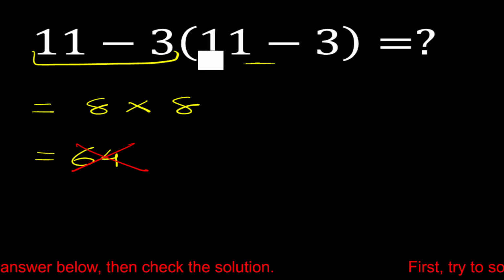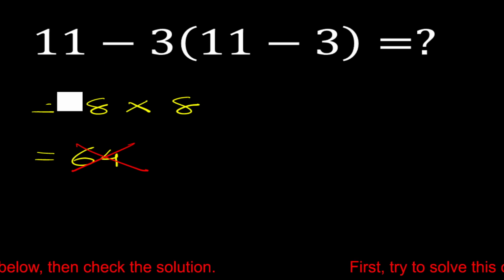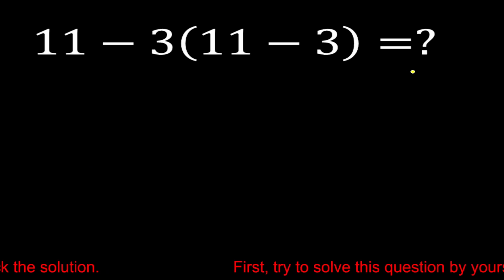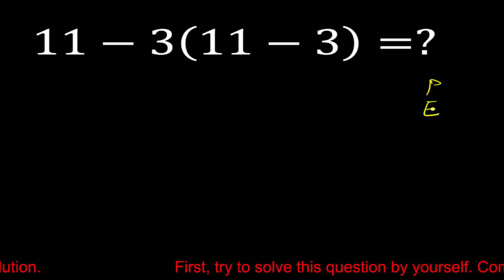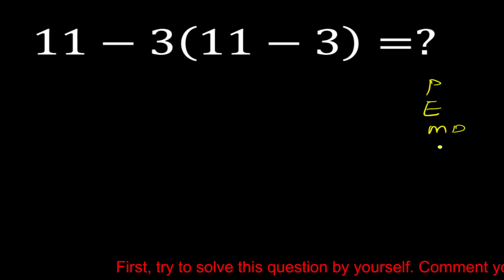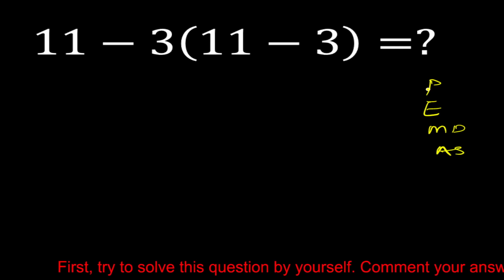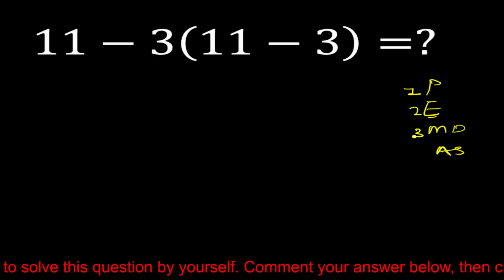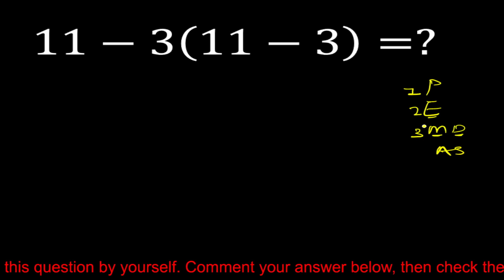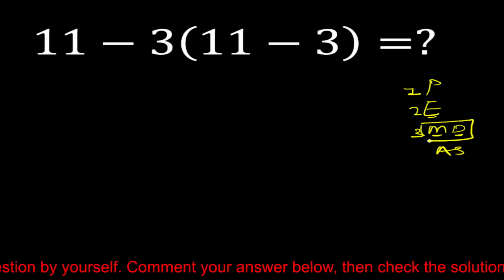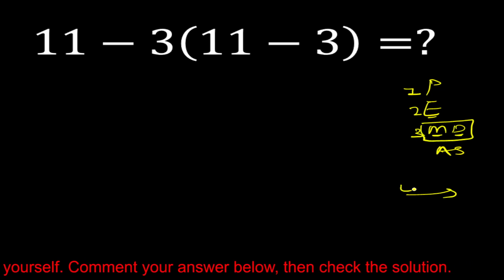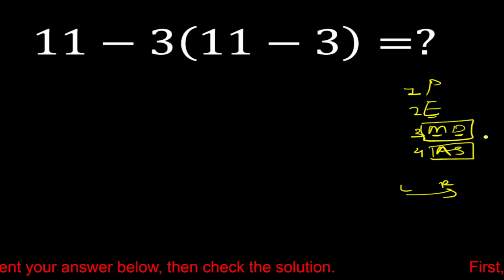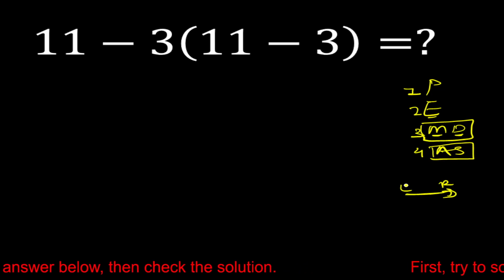So now let's solve this problem correctly by using the PEMDAS rule, okay. PEMDAS. According to the PEMDAS rule, first priority is parenthesis, second priority is exponents, third priority is multiplication and division. Multiplication and division both have equal priority, so we have to solve it from left to right. Fourth and last priority is addition and subtraction. Also both have equal priority, so we have to solve it from left to right, okay.